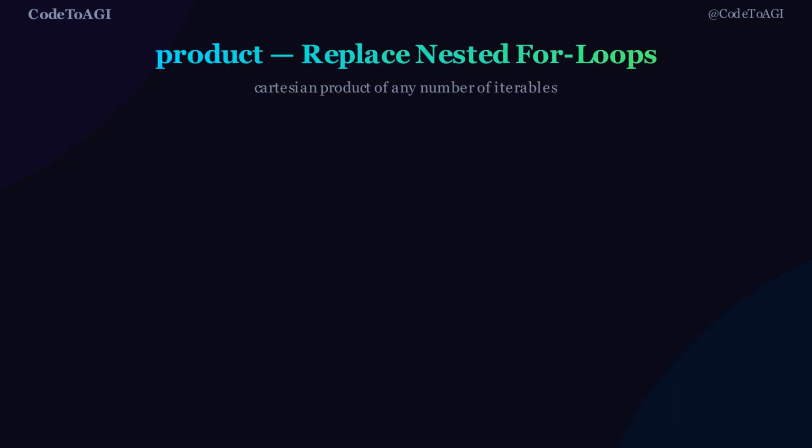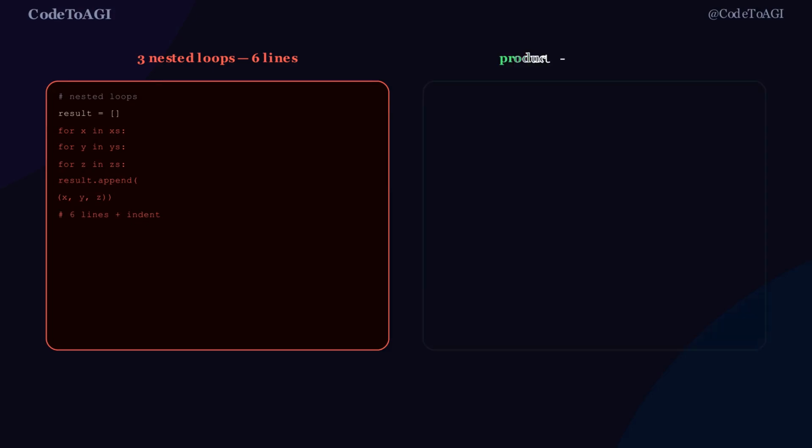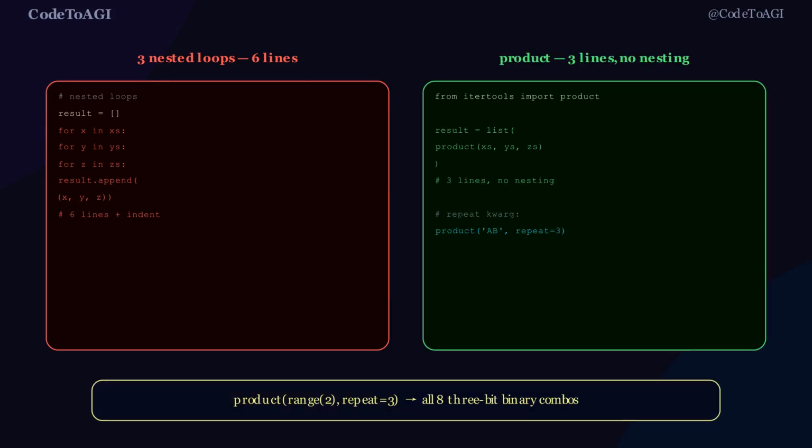Product replaces nested for loops. Nested loops for a grid, 4 lines of code. Product of xs, ys, 1 line. Every combination of items from both sequences. That's the Cartesian product. Product also has repeat. Product of range 2, repeat equals 3. Every possible combination of 3 coin flips. 8 combinations. 1 line. No nesting.